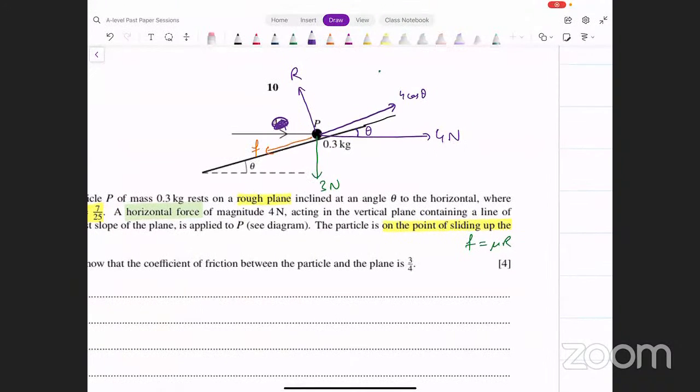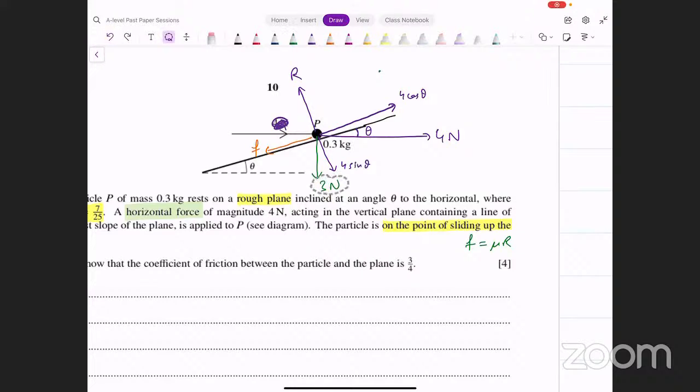ठीक है. And one component is going to be perpendicular to the plane in this direction. वहां पे क्या हो जाएगा? एंगल के दूसरी साइड वाला कंपोनेंट है, यहाँ पे साइन लग जाएगा. So this is going to be 4 sin theta. अच्छा, this is the weight, 3 Newton.